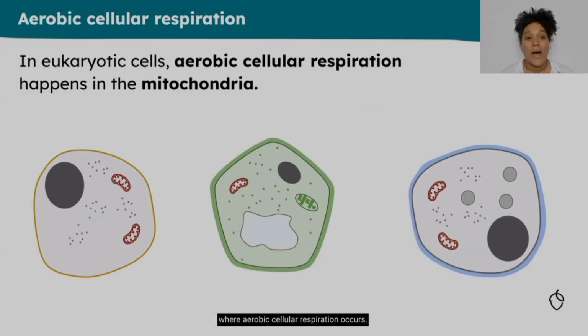Now let's talk about where aerobic cellular respiration occurs. In eukaryotic cells, aerobic cellular respiration happens in the mitochondria. I've got 3 different eukaryotic cells here. Can you tell me the name of each of these types of cells? So take 5 seconds or pause the video if you want some more thinking time. Click play when you're ready to see the answer.